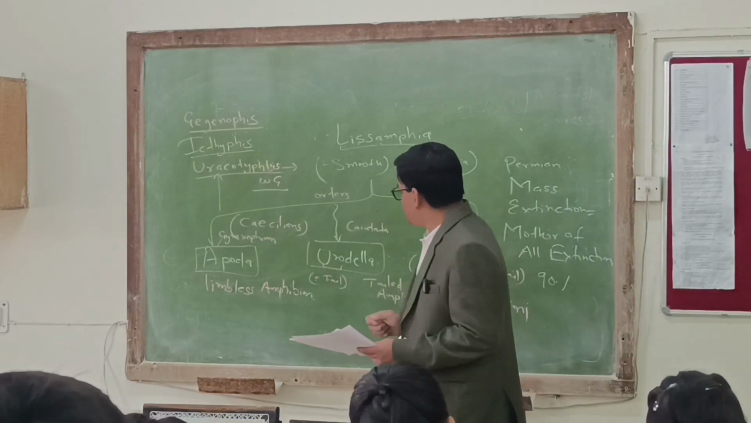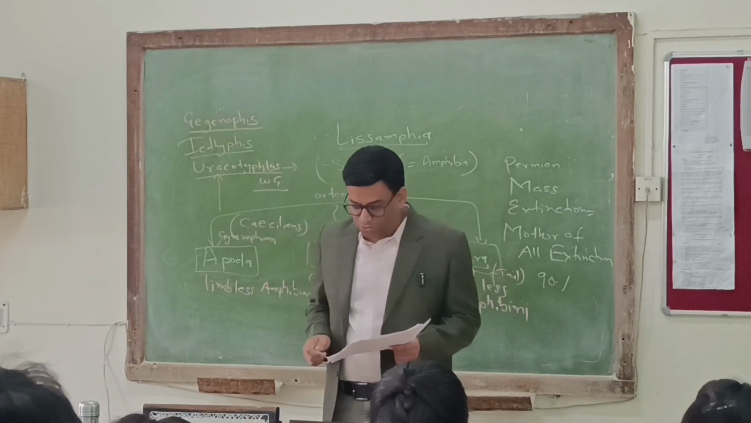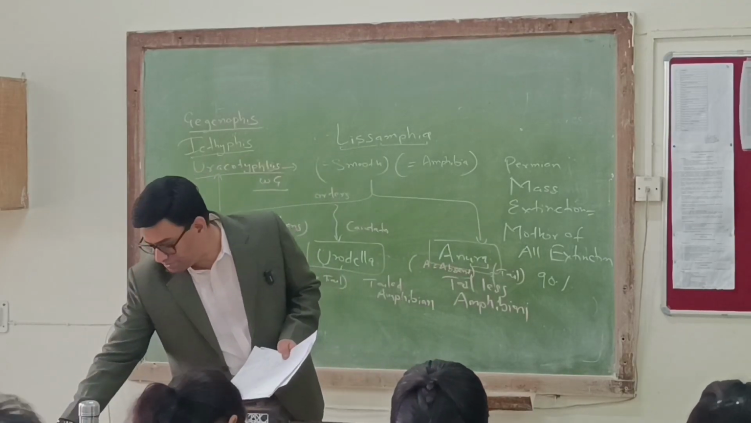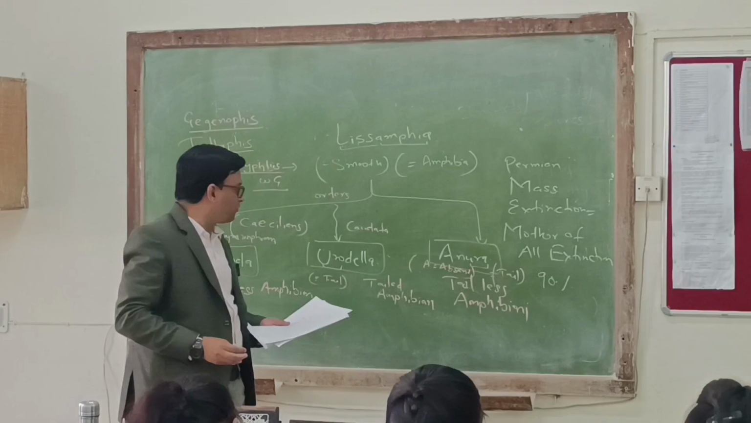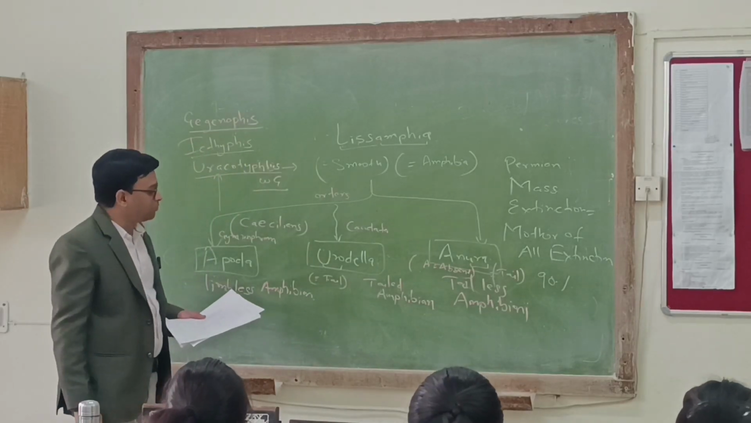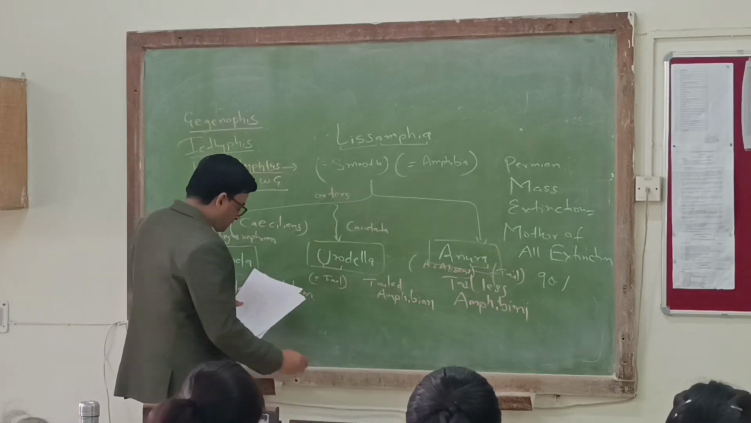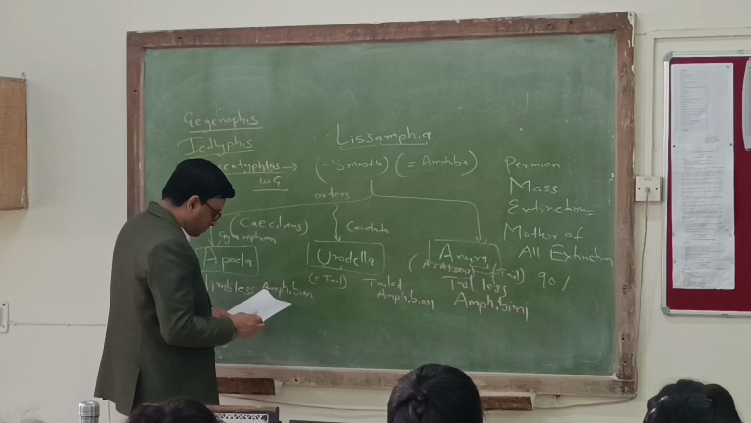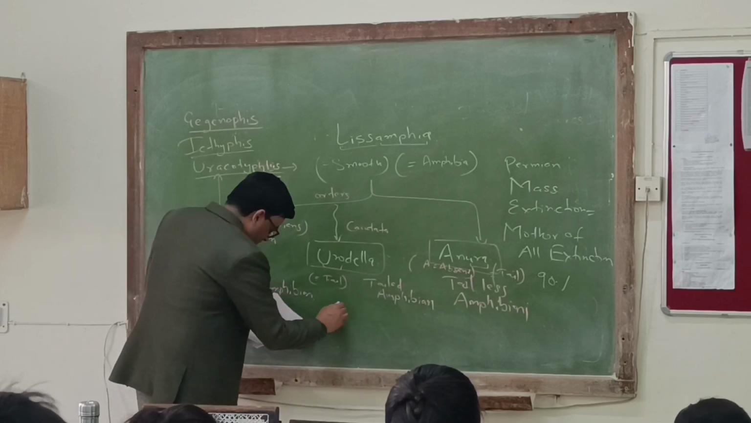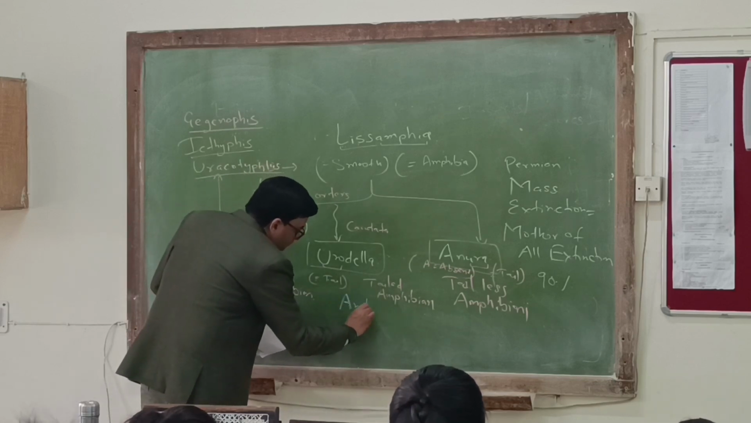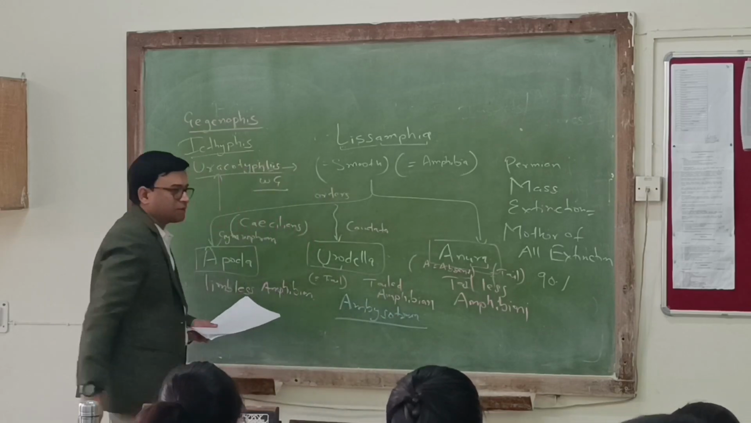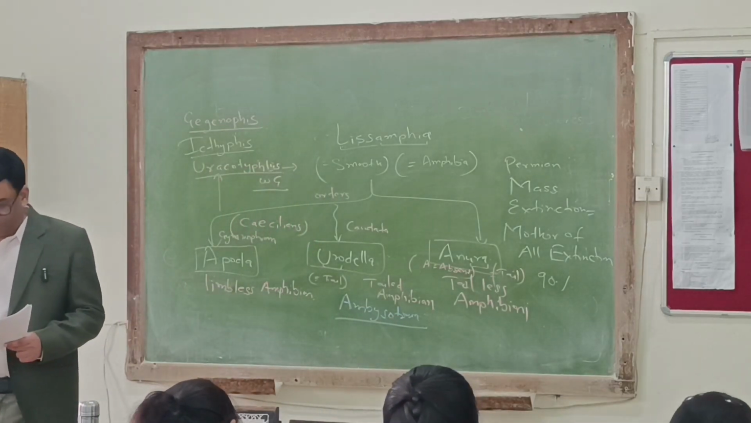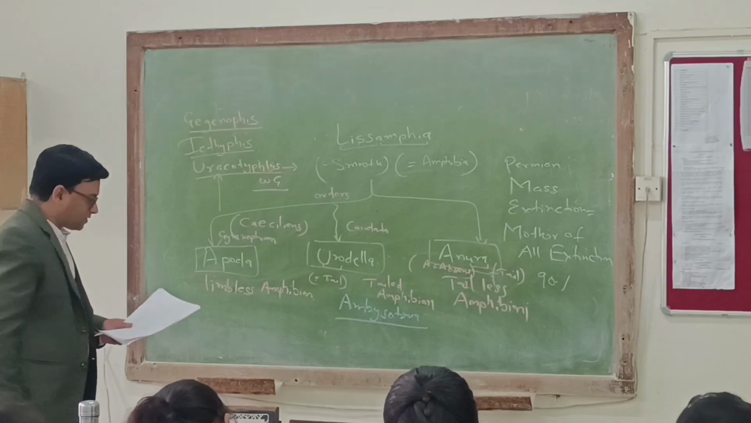Then the next order is Urodela, and the examples are newts and salamanders, all of which fall in this category. So write down Urodela. An example of Urodela is the salamander. There are many types of salamanders, like the Ambystoma, also called axolotl.